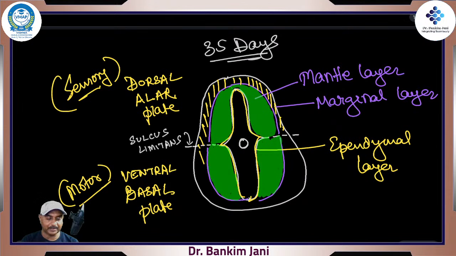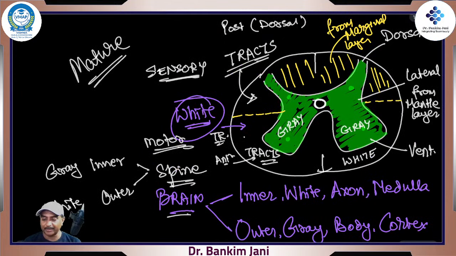Ventral is motor, dorsal is sensory, right? In this, we have now the mantle and the marginal layer. This mantle layer, which is surrounding the central canal, will become smaller, right? And this mantle layer will lead to the formation of gray matter. And in this gray matter, there will be the horns, the dorsal horn, lateral horn, and the ventral horn. So these are the horns, and that's how it would form.